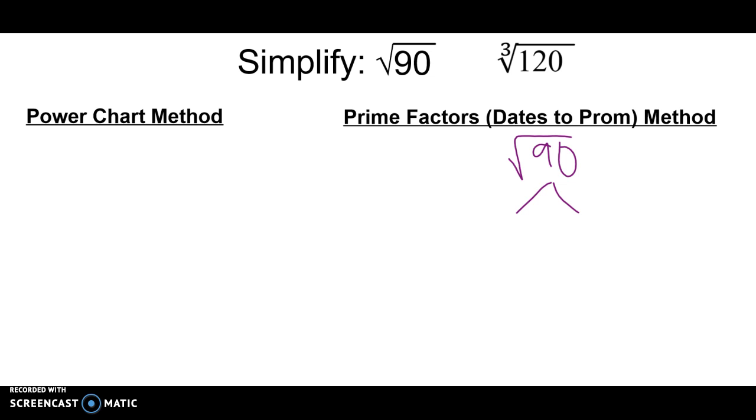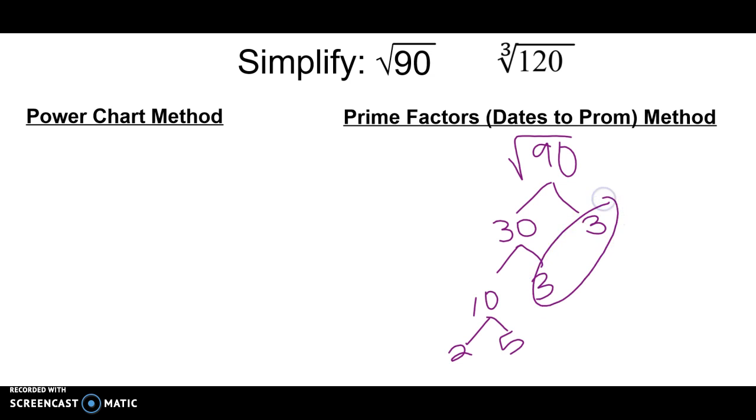30 and 3. 10 and 3. 5 and 2. Alright, so those are all prime. So we have a pair of dates here, and then these guys stay home. Boom. So 3 square root of 10.